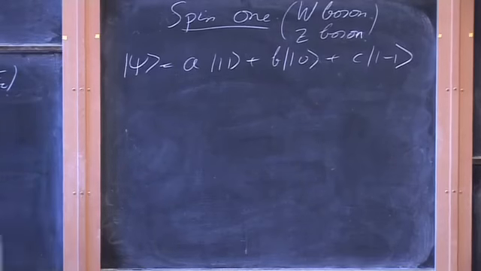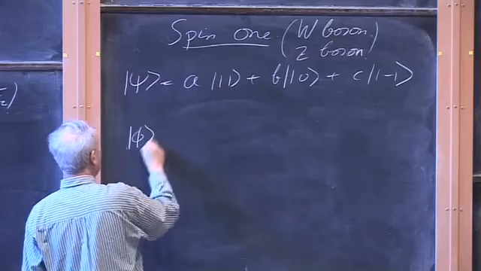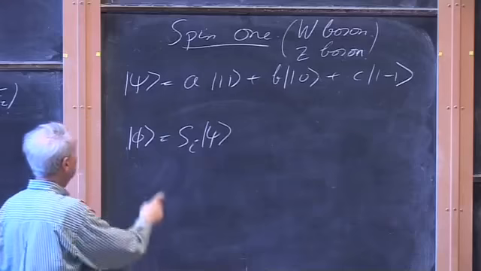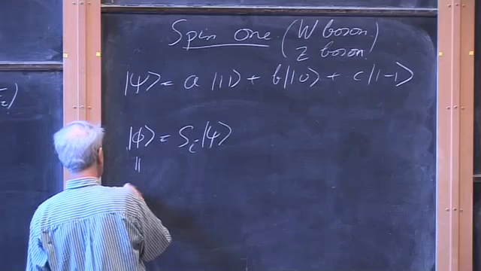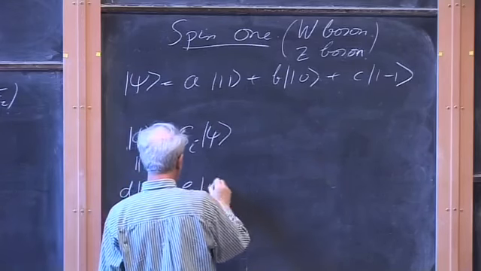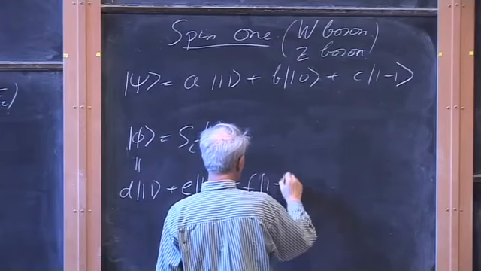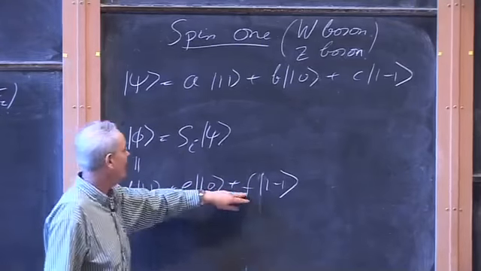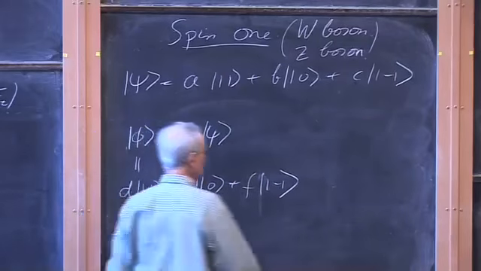The consequence of that is that if I have a spin operator, S_i, working on psi, that maps to a matrix problem where we write this as D times |1,1> plus E times |1,0> plus F times |1,-1>. So this is represented by 3 complex numbers, D, E, and F. This is represented by A, B, and C, and there will be a matrix relation between these.